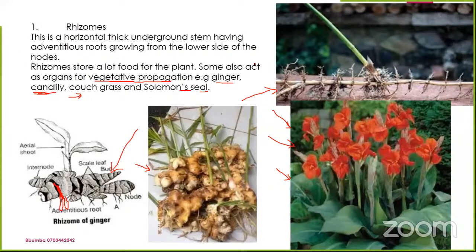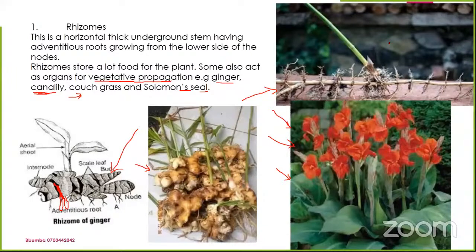Yes, teacher. I have a question. Yes. Rhizomes here. These rhizome stems. Yes. Rhizome stems, sorry. Yes. I don't hear you. Yes, I can hear you. I'm waiting for your question.